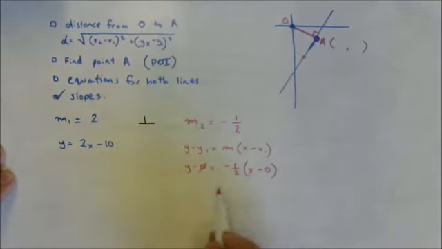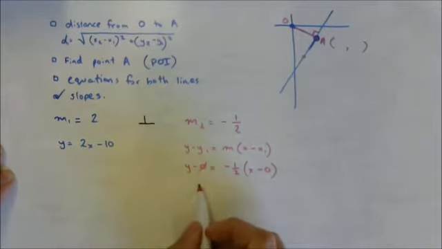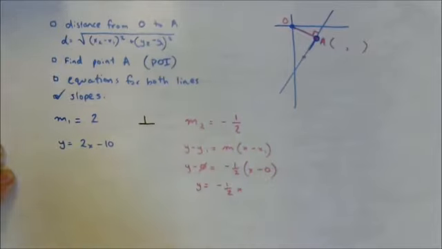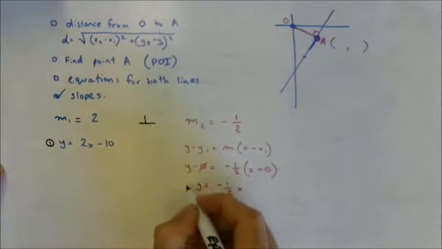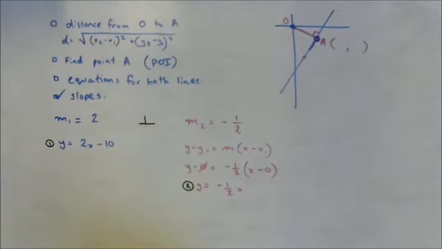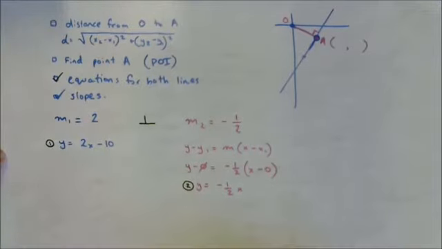And now it's just basic algebra to distribute. On the left side we have y minus 0, which is y. On the right side we have negative 1/2 x. Anything else on the right? Nope. Anything times 0 is 0. So now we have two equations and two lines. Call this line 1. Call this line 2. Equations for both lines. Now what? Find the point of intersection.